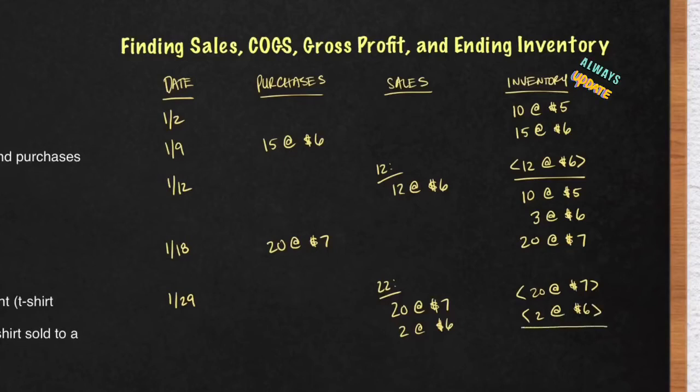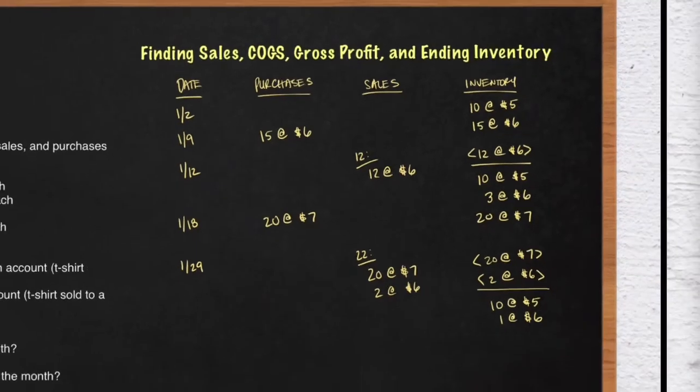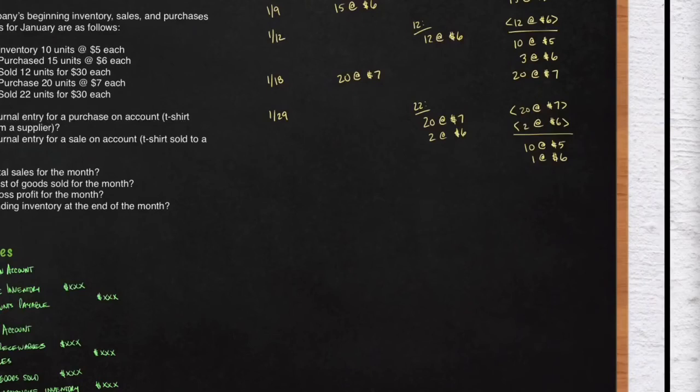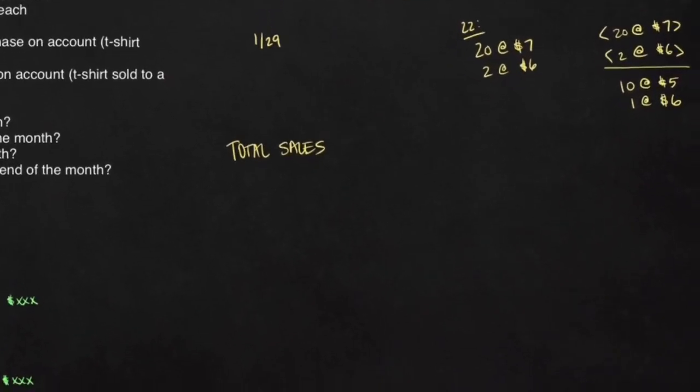We're going to update our inventory. We still have the 10 at $5. And of the 3 at $6, we only have one of them left. So 1 at $6. Now your chart is complete. You've taken care of the date, the purchases, the sales, and kept track of the inventory being adjusted throughout the month. Now let's calculate the total sales.